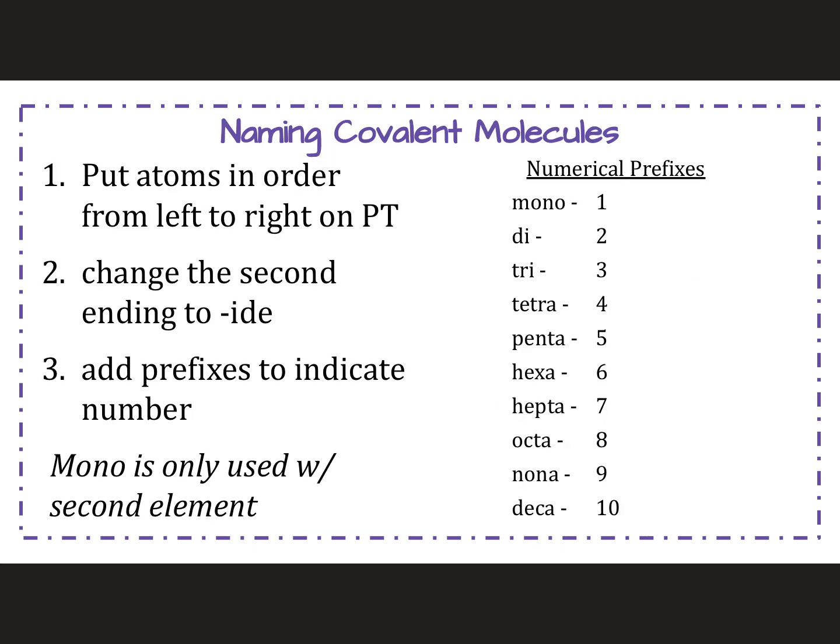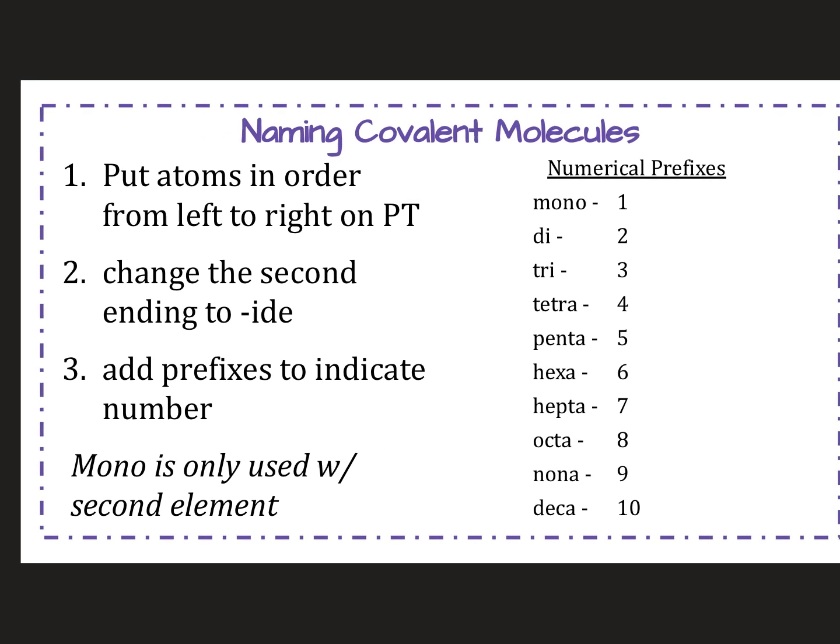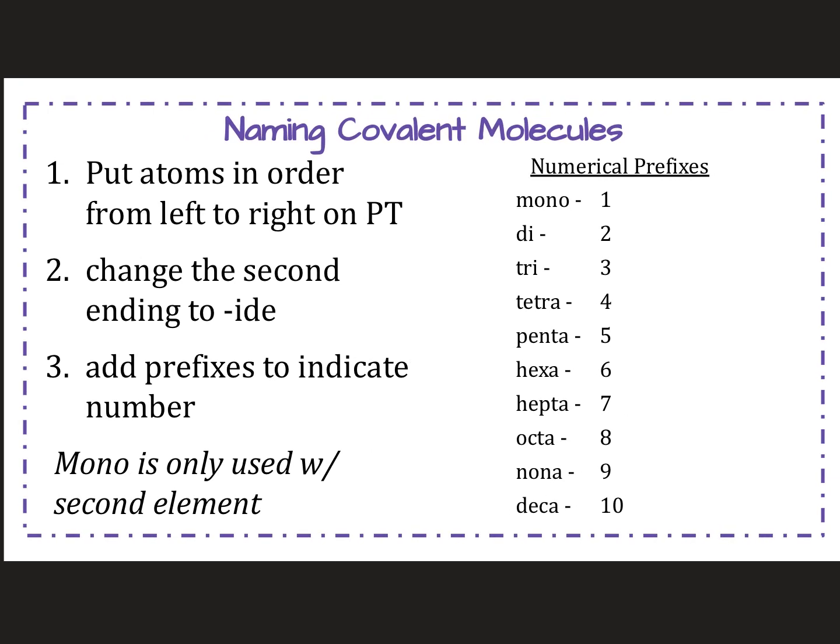We also have what are called covalent molecules. Remember that covalent molecules are going to show bonding between two or more non-metal atoms. So when you're naming a covalent molecule, you're going to put the atoms in order from left to right on the periodic table. So least electronegative to most. And then you're going to change the second ending of the element to "ide," just like you would in an ionic compound.